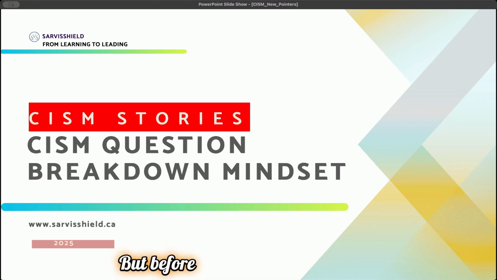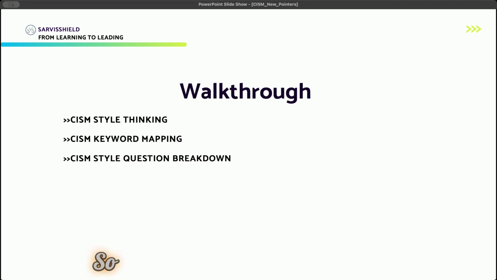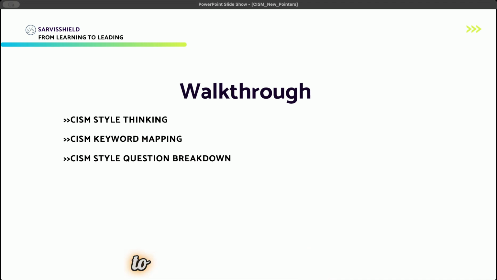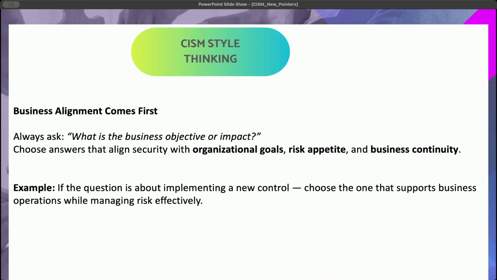But before we proceed to that, let us see what we have to discuss in this whole video. We are going to understand CISM style thinking, talk about CISM keyword mapping, and also see some CISM style question breakdowns. Let us start with the first part, CISM style thinking, that is, business alignment, which comes first.